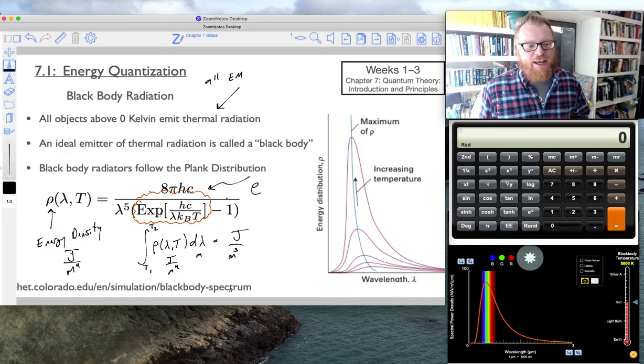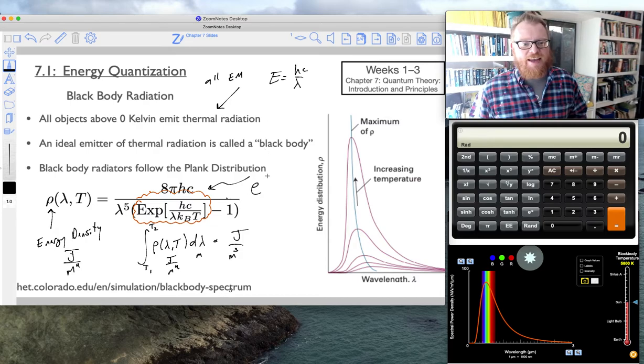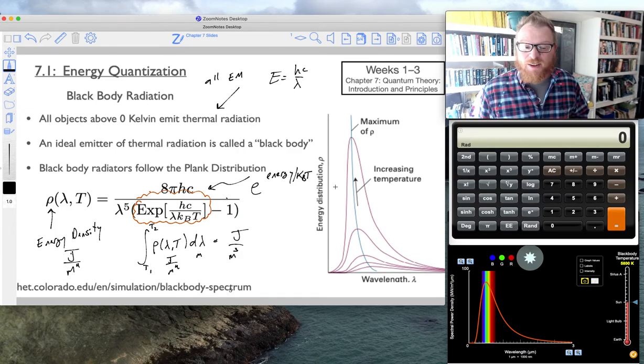But you notice here that it is e raised to the hc divided by lambda. Well, remember, energy equals hc divided by lambda. Okay, that is energy. So this is e, it's still e raised to the energy divided by k Boltzmann T. Okay, so it is a Boltzmann distribution, but now this energy is hc divided by lambda. It's the energy of a photon.